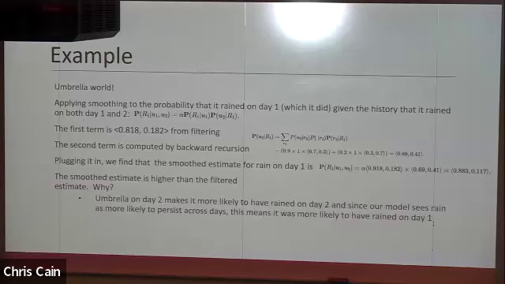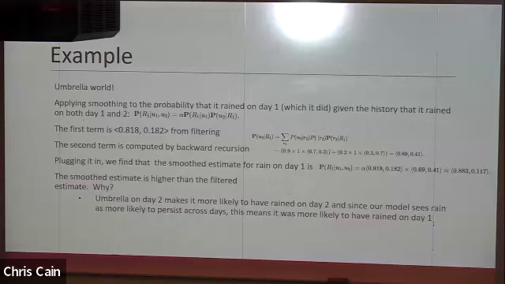Yeah, so the fact we saw an umbrella on day 2 makes it more likely that it rained on day 2. Since our model sees rain is more likely to persist across days, there was that 70% chance that if it rains on one day, it rains on the next. It was more likely to have rained on day 1.